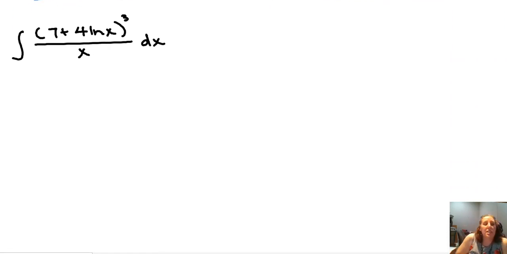All right, our next example, we have the integral of the quantity 7 plus 4 times the natural log of x. All of that is raised to the third power and then divided by x. And so anytime you see a natural log inside an integral, you're going to have to use some kind of substitution because we don't know what the integral of the natural log function is.